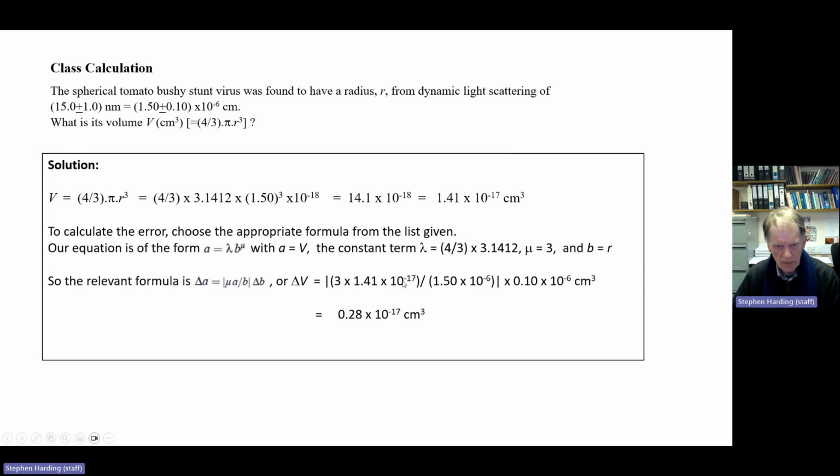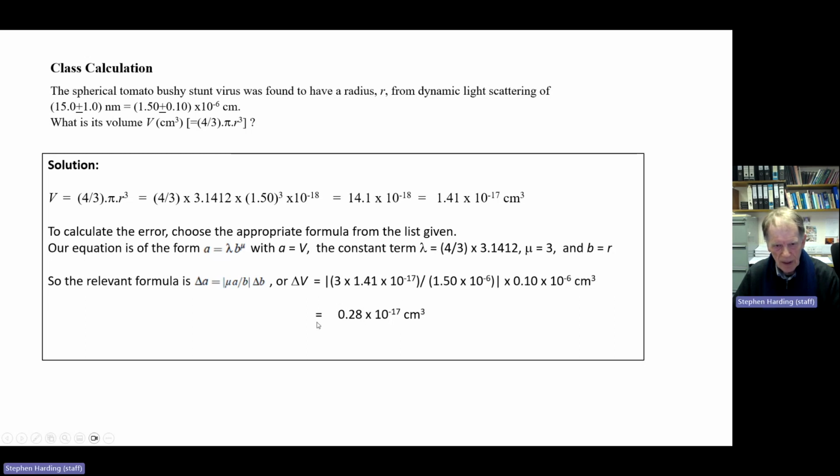1.41 times 10 to the minus 17 divided by the radius b, which is 1.5 times 10 to the minus 6, and it's the modulus of that. So whether it's positive or negative, it's positive. Minus makes it positive. It's positive anyway. Times the error in the radius, which is 0.1 times 10 to the minus 6 centimeter.